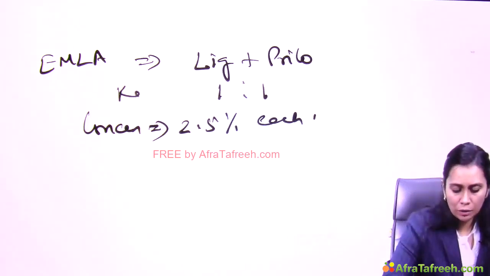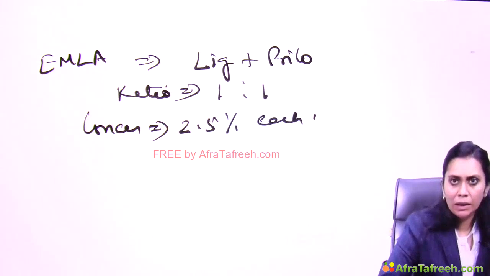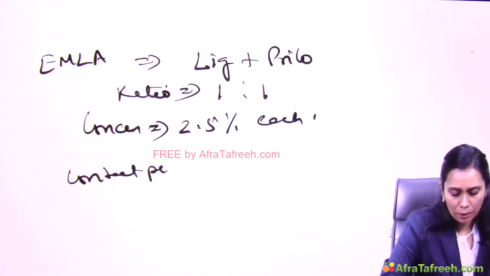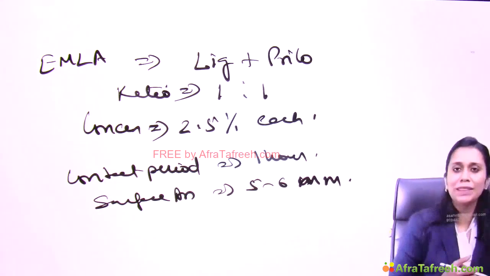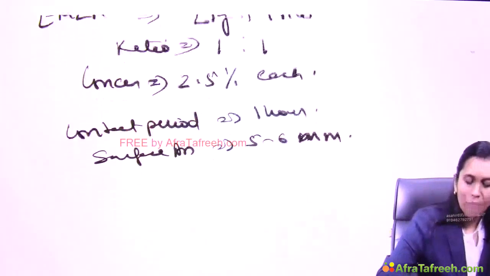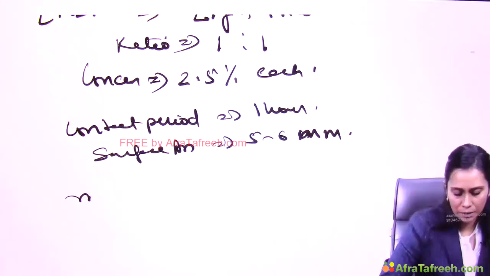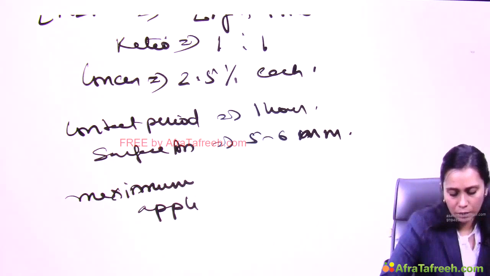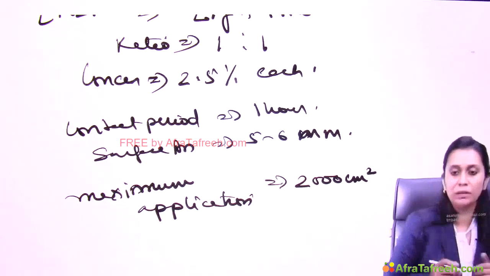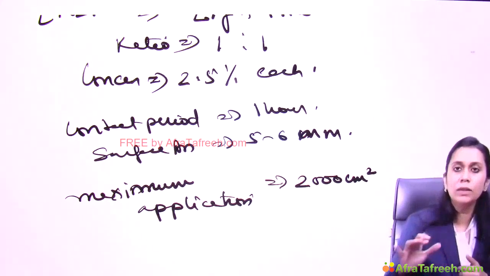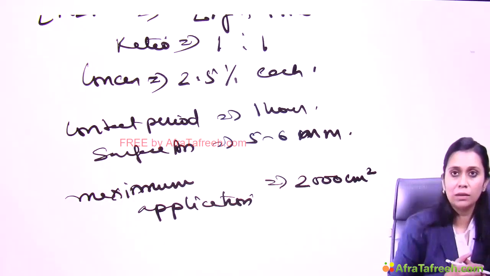The ratio is 1:1. EMLA cream needs a minimum contact period on the skin of 1 hour, and produces surface anesthesia of depth 5 to 6 millimeter. The maximum surface area where I can apply it in any patient is 2000 centimeter square, not more than that. Okay, guys.